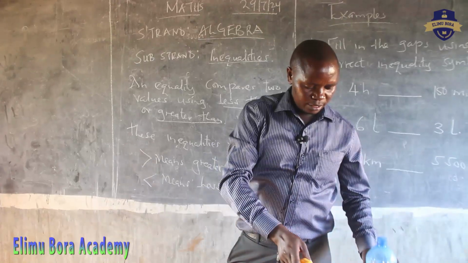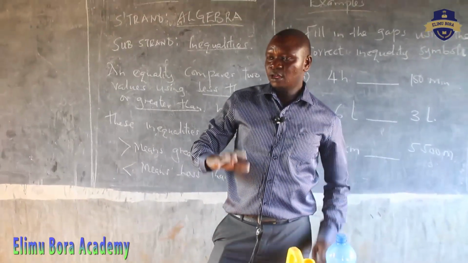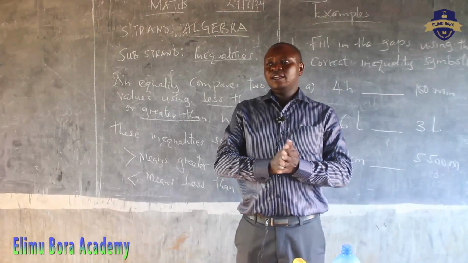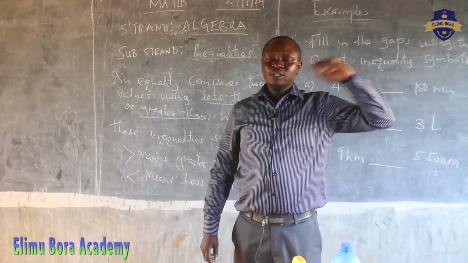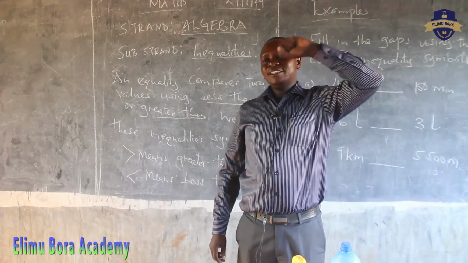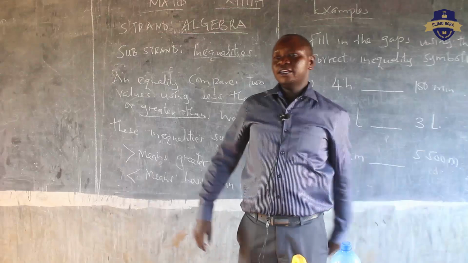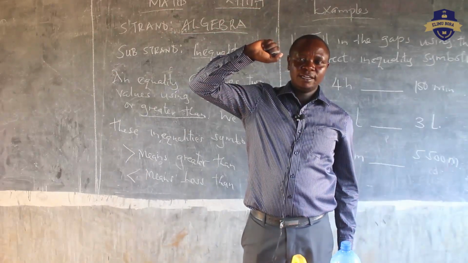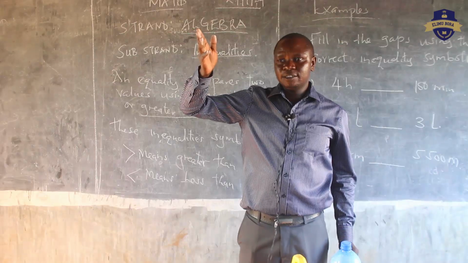So another way for you to master the issue of the inequality about the two symbols, we have two hands, isn't it? We have the right hand and the left hand. So the left hand, this sign means what? Less than. The right hand, greater than. Less than, greater than. Are you getting it?